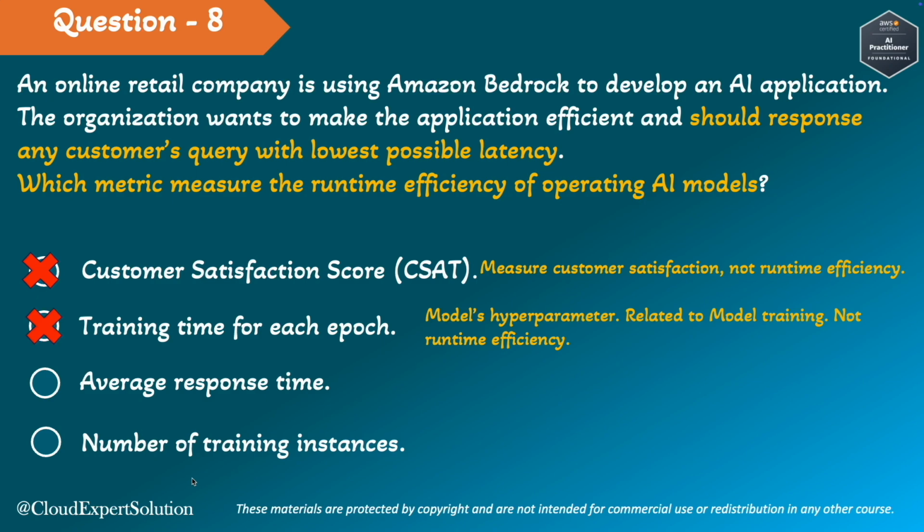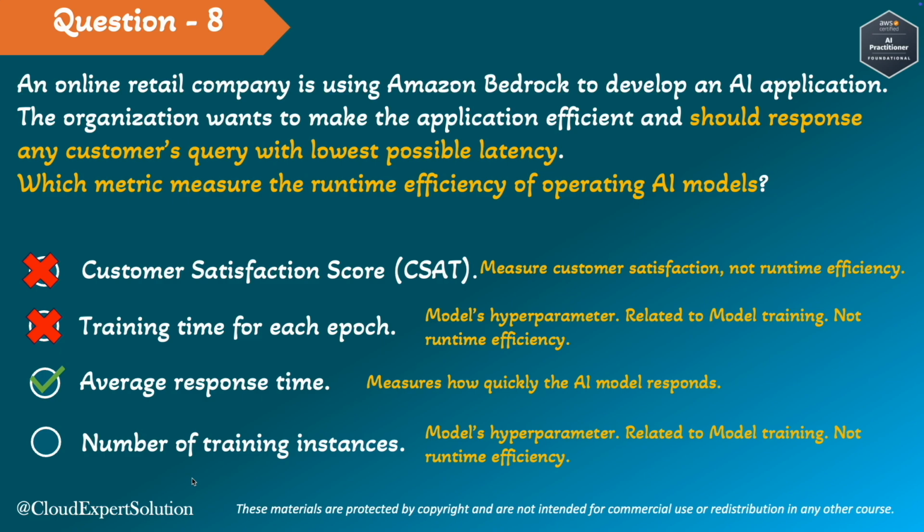The third option is saying average response time. Average response time directly measures how quickly the AI model responds to requests, and that indicates its runtime efficiency. Hence, option 3 is potentially correct for us. Let's review the last option, number of training instances. Number of training instances indicates training data volume. This is a model hyperparameter and related to model training. This is not a metric and we cannot measure any runtime efficiency with the number of training instances.